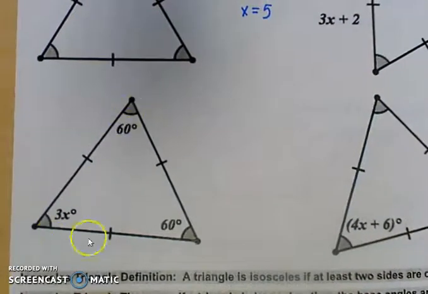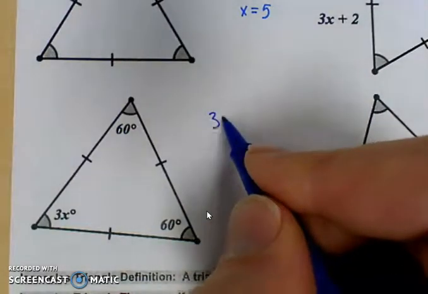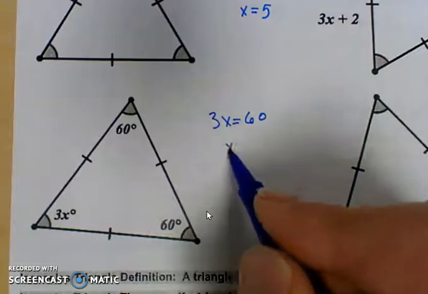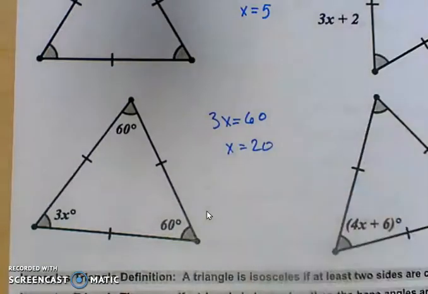A second example uses the isosceles triangle theorem, but this time inside an equilateral triangle. I recognize that I have an isosceles or equilateral triangle, so I know that all three angles are equal. So this 3x must be equal to this 60, and obviously this 60. So I'm going to say that 3x is equal to 60, and now divide, and x must be 20.